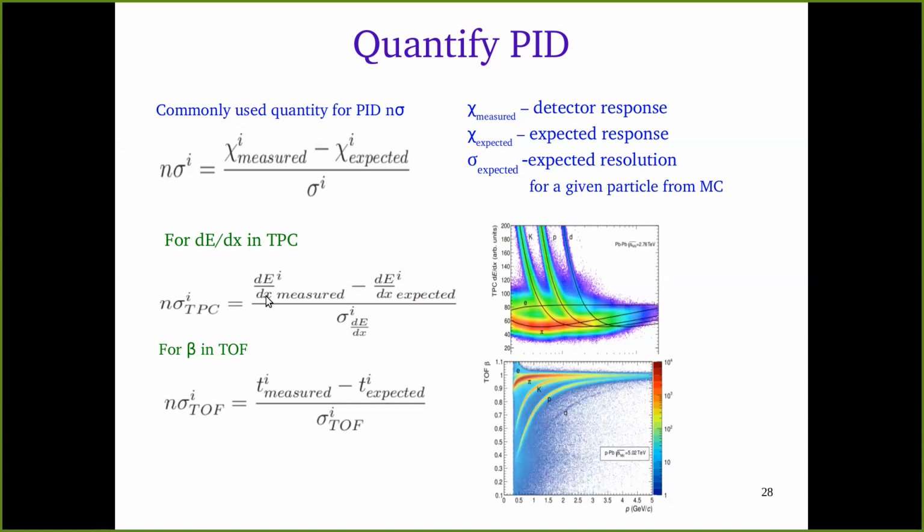So dE/dx for a particular species, say pion: this is what you measure in your experiment, this is what you get from the analysis. So you plug it in here, and dE/dx expected, which is available somewhere in the database, you plug in here, and the sigma of dE/dx, which is also available, and you calculate the nSigma. You can do a similar thing for the TOF. And with these quantities, nSigma TPC and nSigma TOF, you can separate out different species.